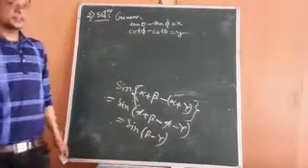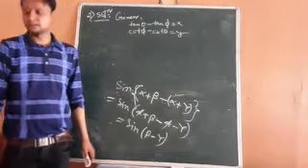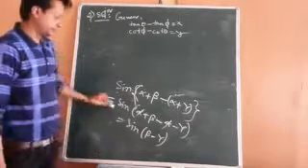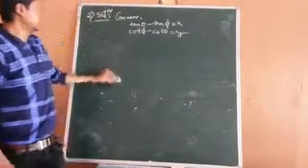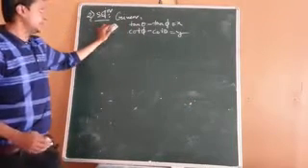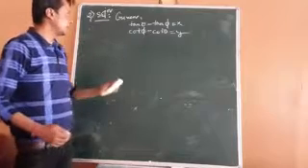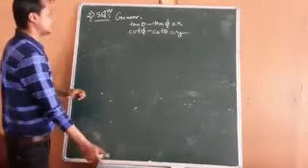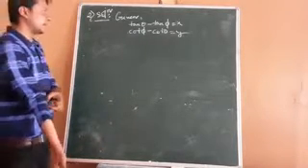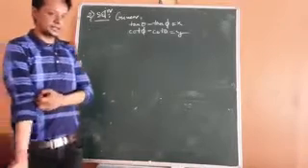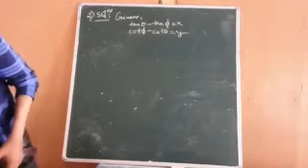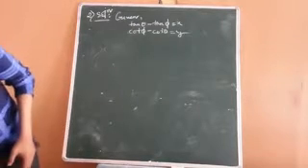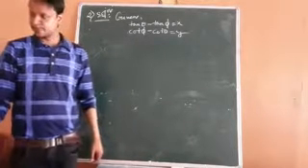We will see now question number 2. In question number 2, what is given to us? tan theta - tan phi = x, and secondly, cot phi - cot theta = y is given to us. Then we are asked to find cot(theta - phi) = 1/x + 1/y.